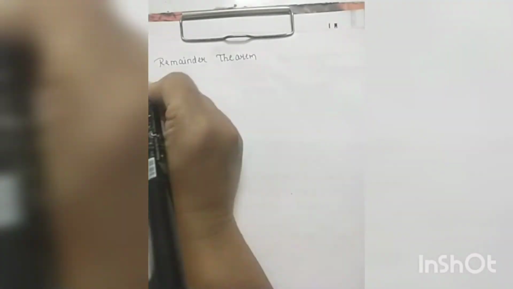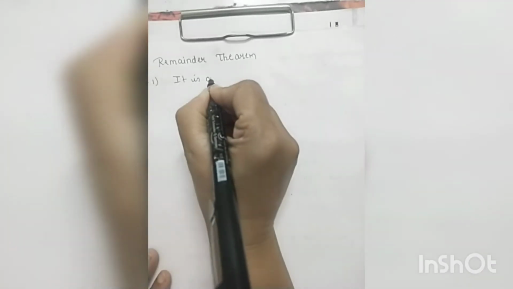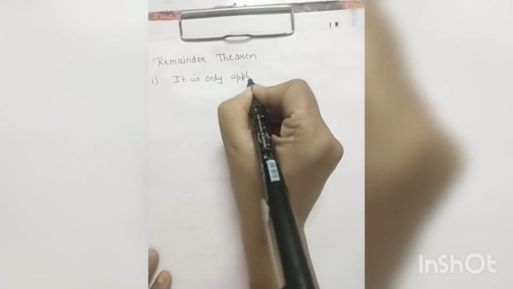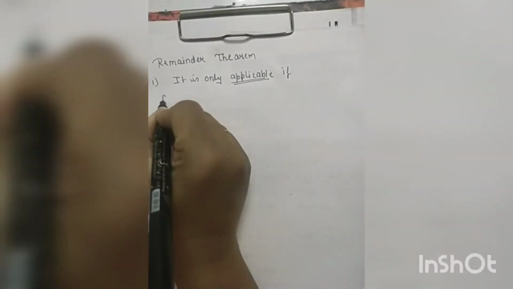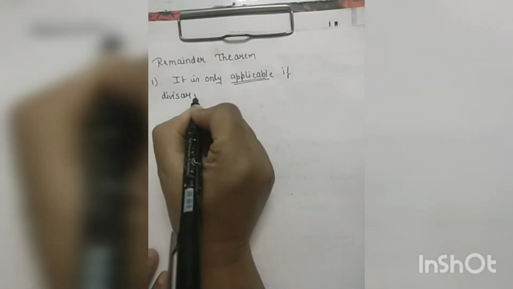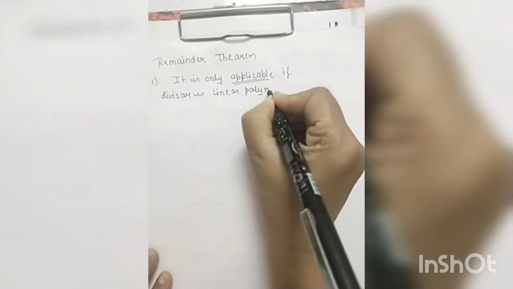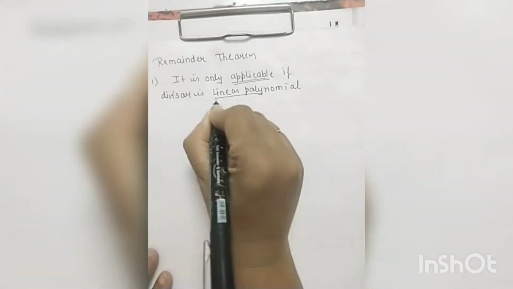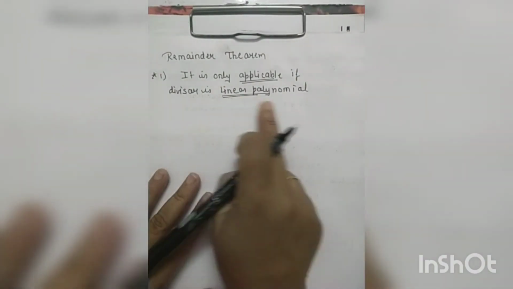What are the conditions, or what is the necessary condition, when it is applicable? So the first important thing is that it is only applicable, very important, please all of you listen, if the divisor is a linear polynomial. This is a very important condition. When the divisor, g of x, should be a linear polynomial.